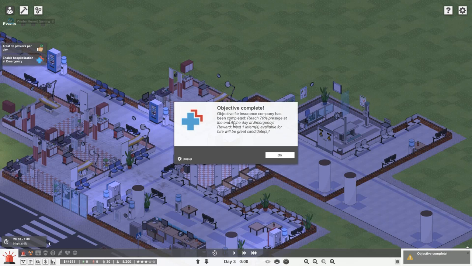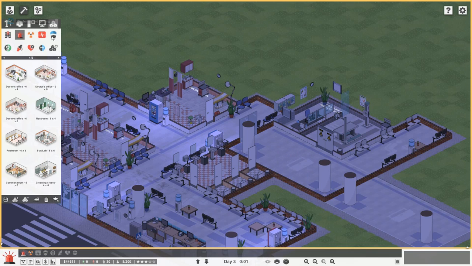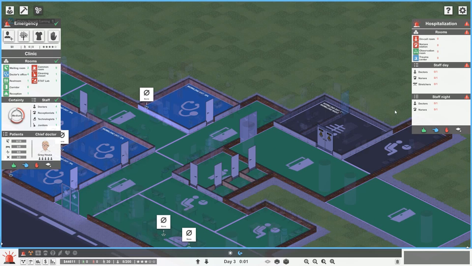Reach 70% prestige at the end of the day at emergency. Reward, next interns available for hire will be great candidates. Okay, sounds cool. So now for hospitalization and emergency, we've got to have an observation room, trauma center, nurse's station, an on-call room, which is where our doctors hang out. And then we've got to have at least a doctor, a nurse, stretcher, as well as a doctor and nurse at night.